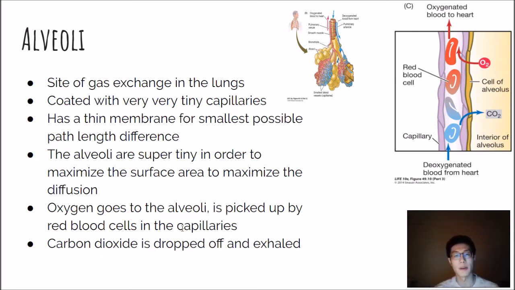Also, the oxygen will go into the alveoli, is then picked up by the red blood cells in the capillaries, and then is eventually pushed on to where it needs to go. So this is the site, the alveoli is the site where that exchange again actually occurs. So we talk about ventilation and breathing, but the actual respiration, where the site of gas exchange actually occurs, is in the alveoli. So you have that oxygen that goes into the alveoli, it's picked up by the red blood cells in the capillaries, and then that carbon dioxide is dropped off, and you can go ahead and exhale it afterwards.